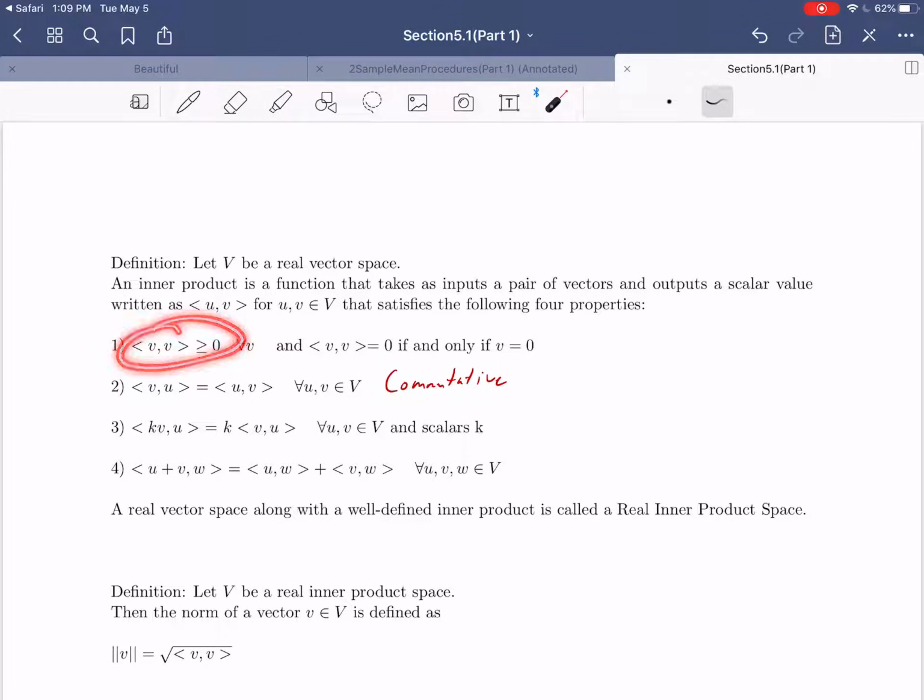That first property is about the inner product of a vector with itself. That is guaranteed to be non-negative and can only be 0 if the vector is the 0 vector. But for inner products between two different vectors, you can get any sort of number you like.